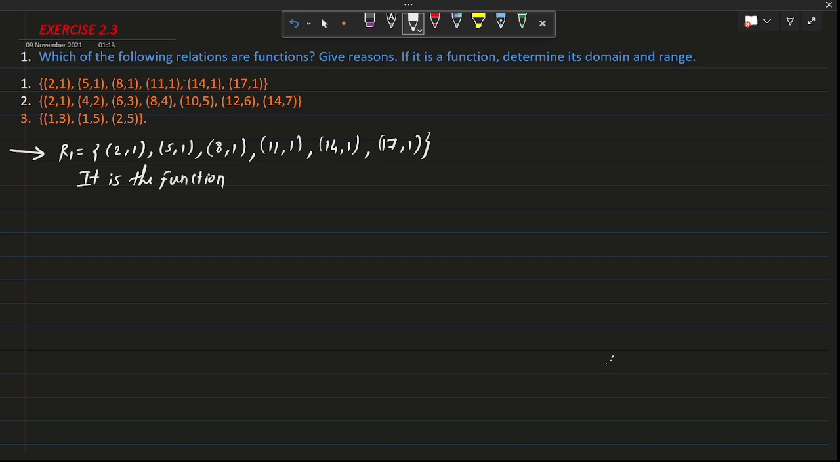And the domain is equal to the collection 2, 5, 8, 11, 14 and 17, and the range has only a single element. Range is nothing but the collection of the elements in the codomain having a pre-image. So here there is only a single element. So this is the answer.